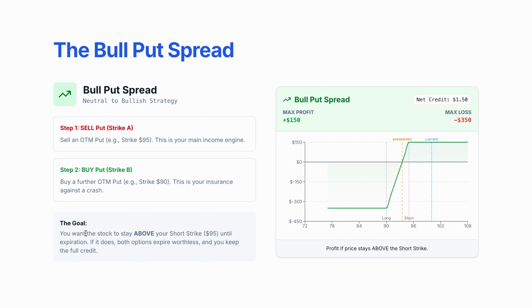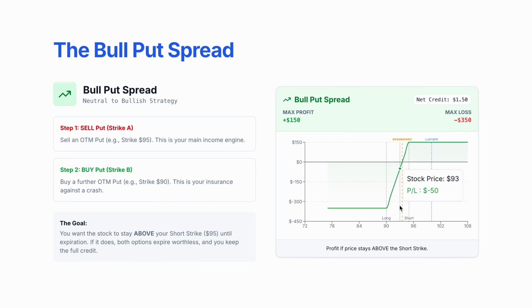And so the goal is you want the stock to stay above your short strike, okay? And if it does, both options expire worthless and you keep the full credit. So all you have to think about is where you want this strategy to play out. All you're betting on is that the price is going to stay above $95. And as long as price stays above $95, you're going to profit. You're guaranteed to profit.